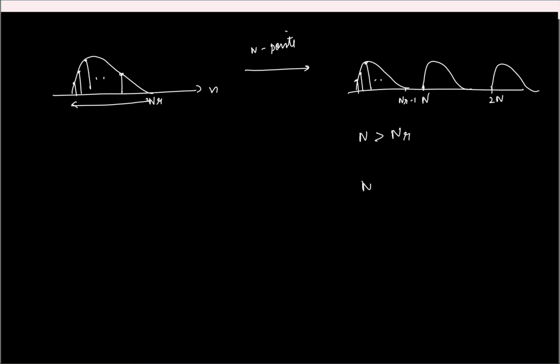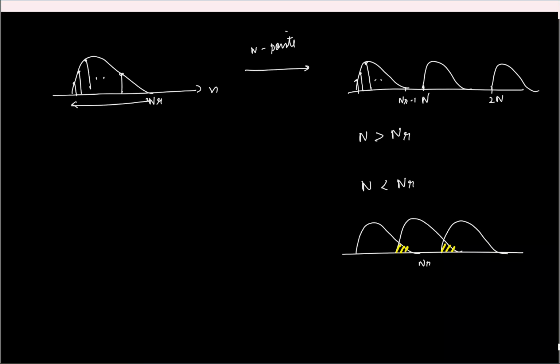What will happen if I choose N to be less than NR? Basically, we'll have the same thing we saw in aliasing. So this is NR. I'll have periodic repetition starting from N, so that will be somewhere here. What will happen is the initial and the last few samples will get corrupted in this process. Again, this is similar to the aliasing we saw in sampling.